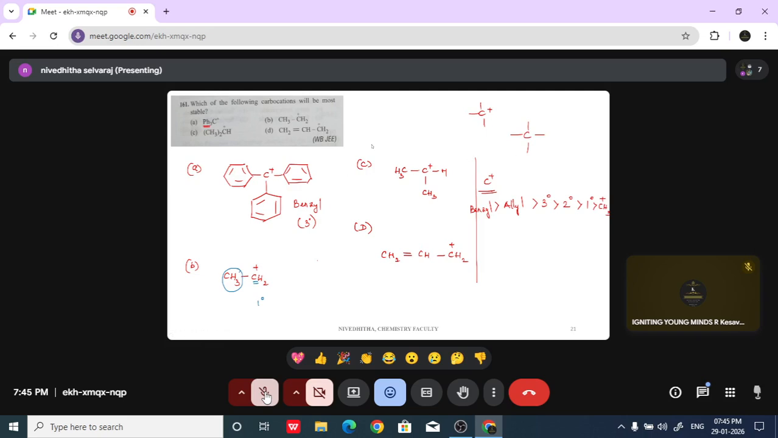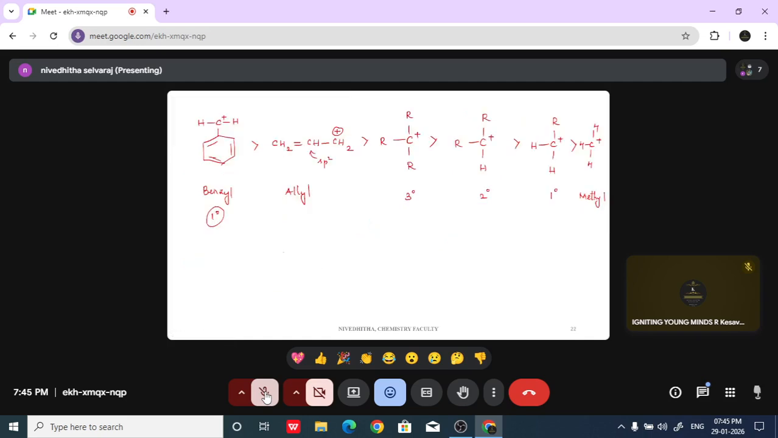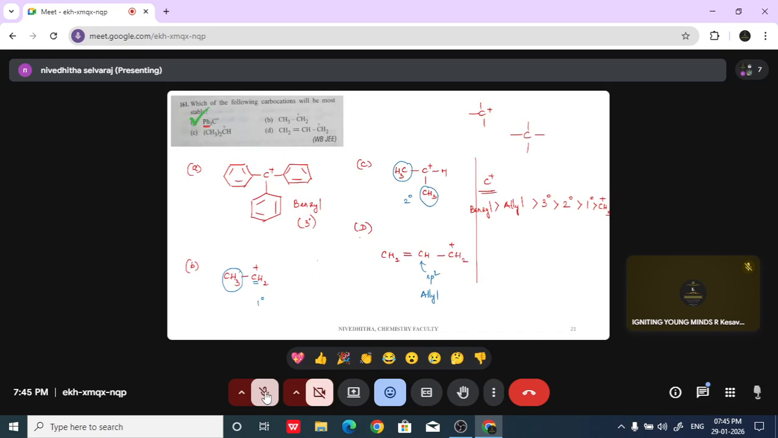So how about the third option? The positively charged carbon is attached with 2 R groups. So this is secondary carbocation. And this positively charged carbon is attached with an sp2 hybridized carbon. So this is allyl carbocation. So the stability order is this one. Benzyl is most stable, and allyl next, then tertiary, then secondary, and least is primary and methyl. So according to this stability order, which is most stable? Answer is option A.